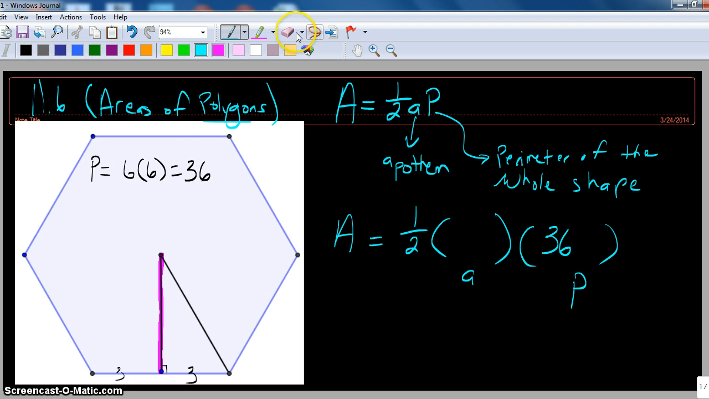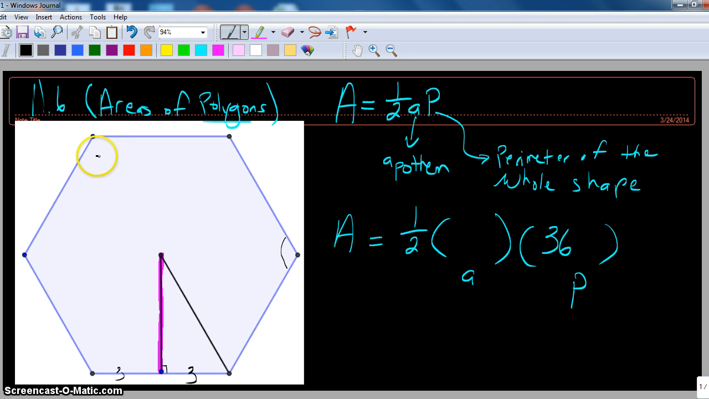So the next step is to figure out the apothem. But the problem is we can't start that yet because we cannot do trigonometry because I do not know the angle. So how can I find the measure of this angle? How do I know how much each angle is?